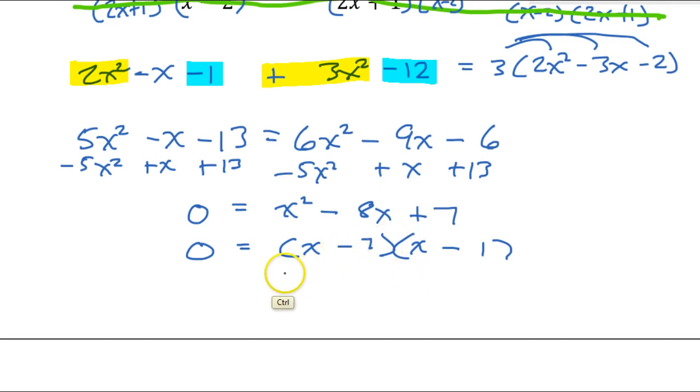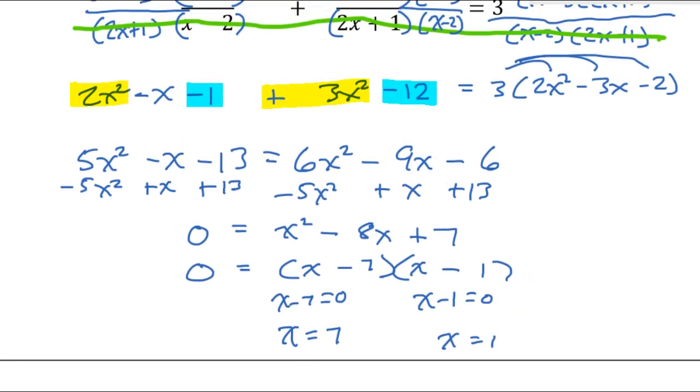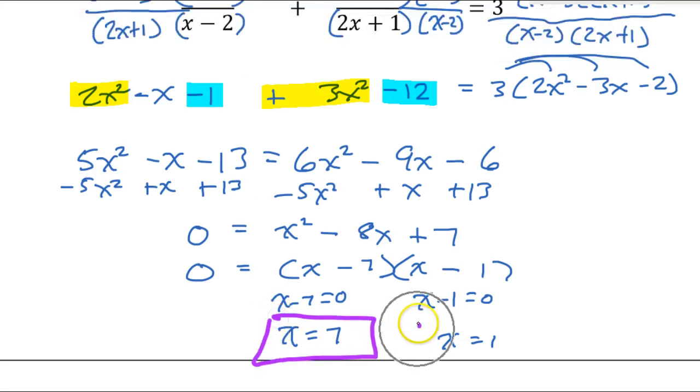So obviously if I set each of these equal to 0, I'm going to get x equals 7 and x equals 1. Are either of these extraneous? No. None of these will cause a 0 denominator. So these are both good. All right, so that's it. This problem has two solutions: x equals 7 and x equals 1.